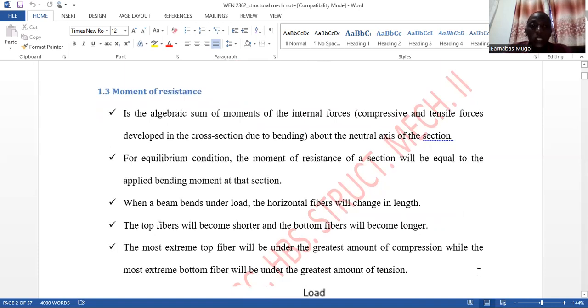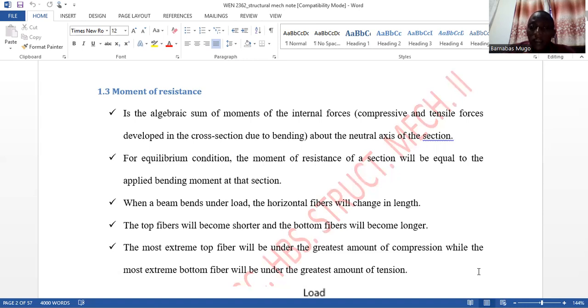Then we are supposed to look at the moment of resistance. When we are looking at the moment of resistance, we are going to see that it is the algebraic sum of all the internal forces about the neutral axis. The algebraic sum of the moments of the internal forces about the neutral axis, either on the compression side or on the tension side. When you add all the moments of the internal forces from the neutral axis, that constitutes what is called the moment of resistance.